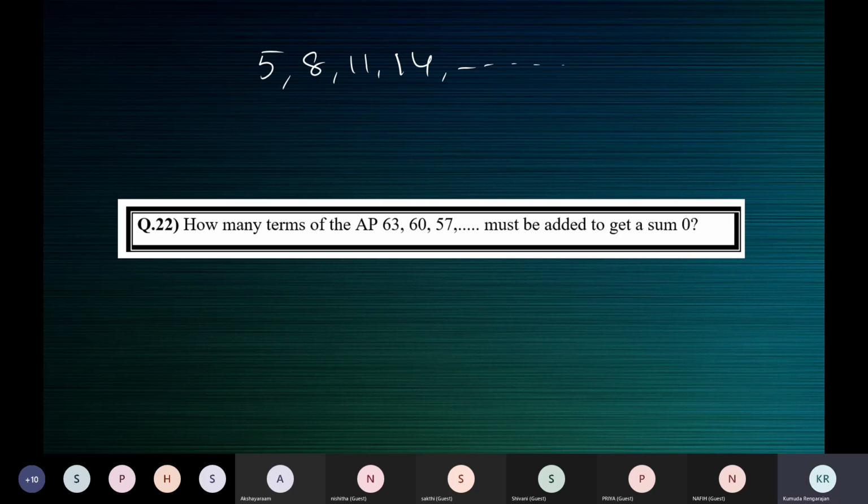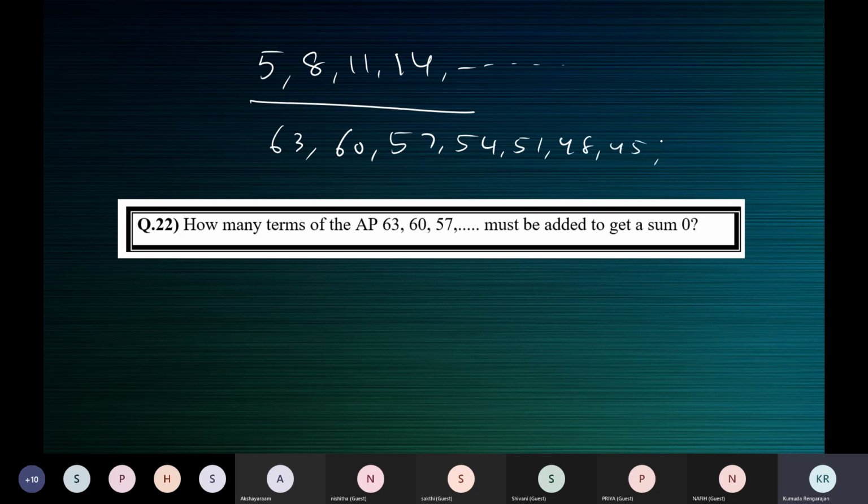So since the terms are decreasing in value, the sum can be 0. But if all the terms are positive, like in this example, 5, 8, 11, 14, the sum cannot be 0. While in the question given, the terms are decreasing in value. They're still decreasing. At a point it becomes 0 and then minus 3, minus 6, minus 9, minus 12, minus 15, minus 18, minus 21. So a combination of positive and negative values can give the sum 0.